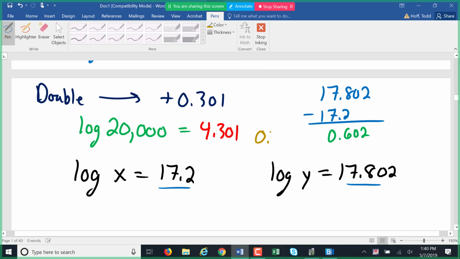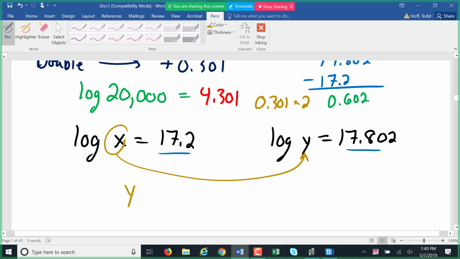That is 0.301 times 2, right? What that means is to get from x to y, it is doubled twice. So y is equal to x times 2 again. Or in other words, y equals 4x.